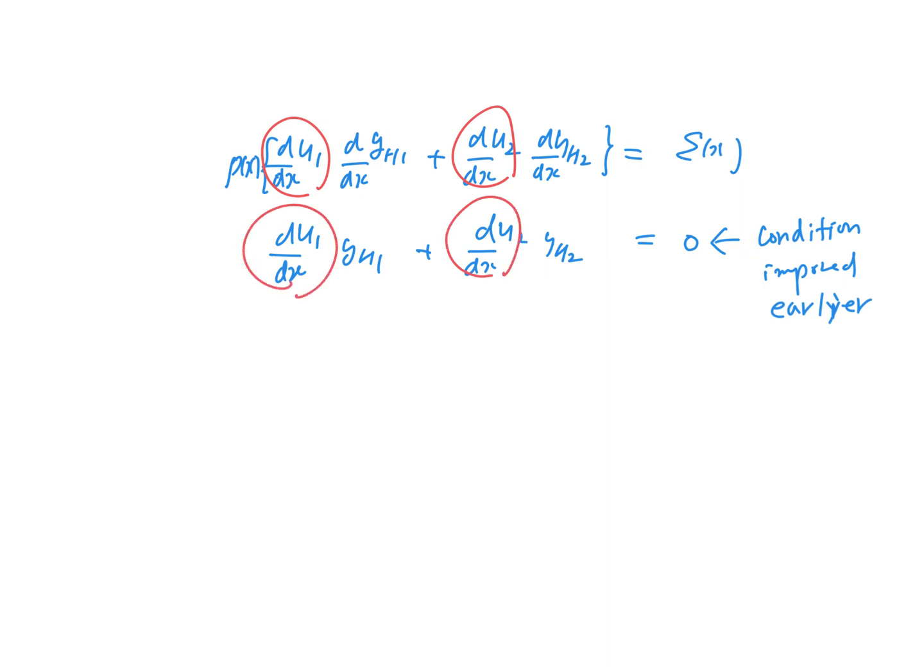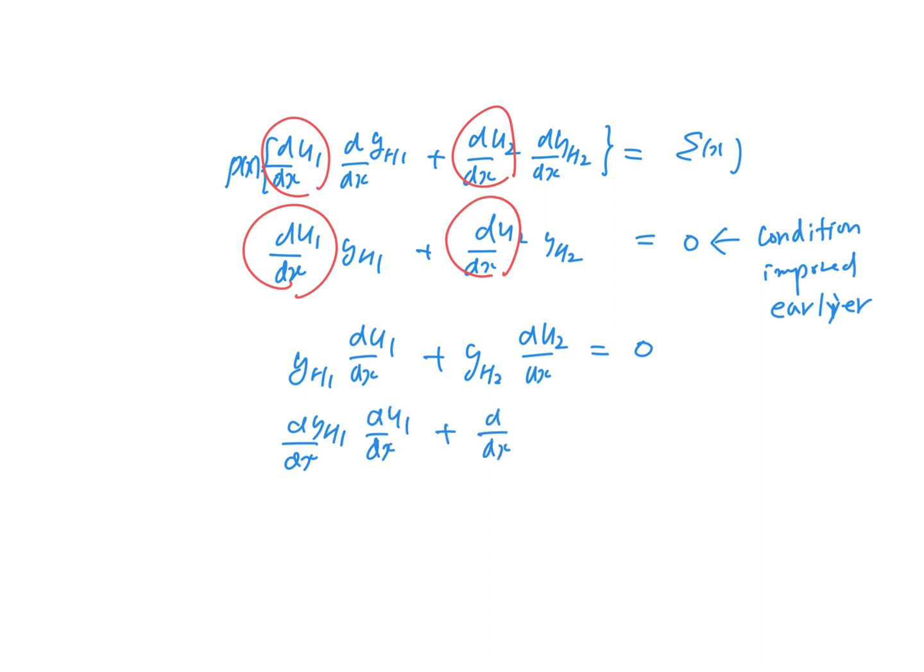we have two equations and two unknowns, dx du1 and dx du2. So we can solve this, right? 2 by 2 unknown. So let's solve this. So yh1 dx du1 plus yh2 dx du2 is 0, and dx dyh1 dx du1 plus dx dyh2 dx du2 is sx divided by px.